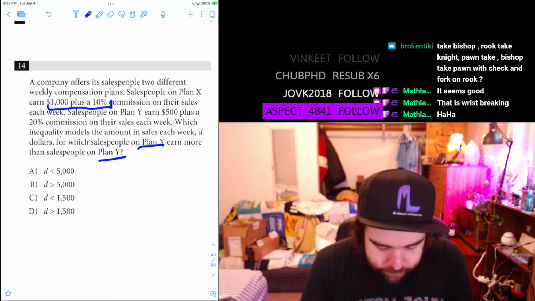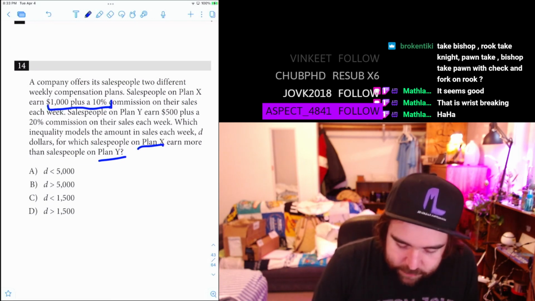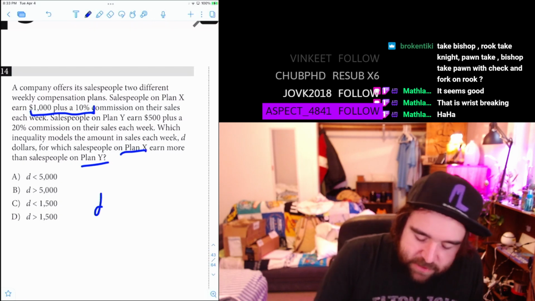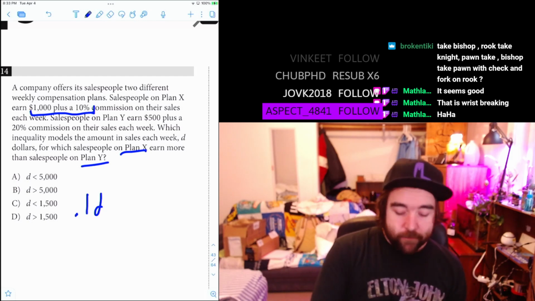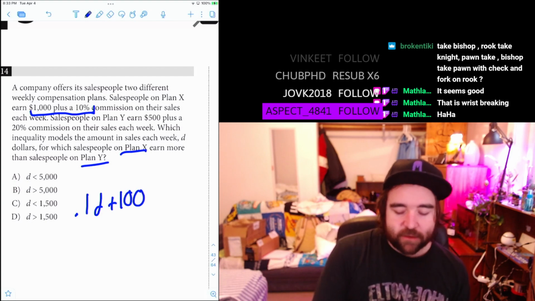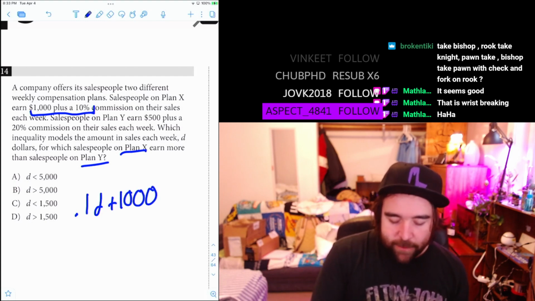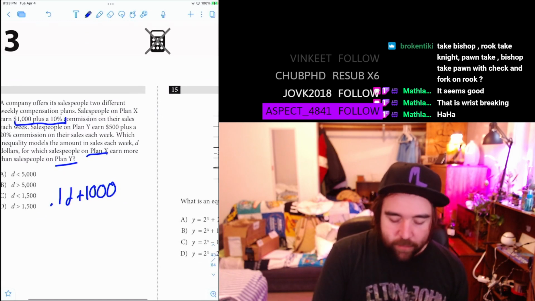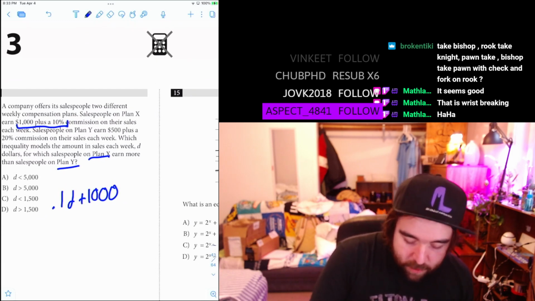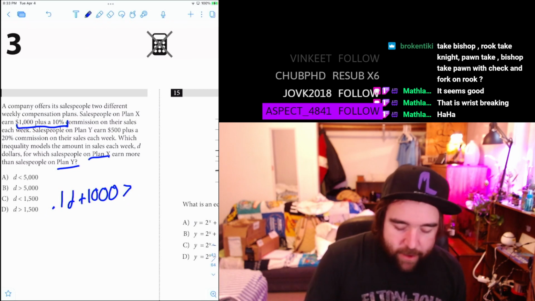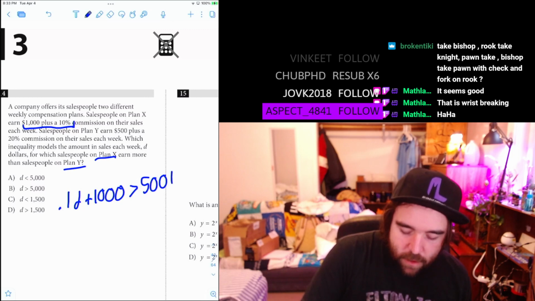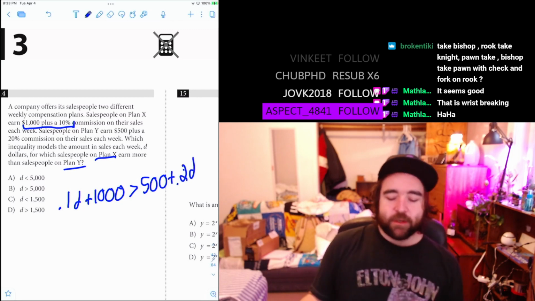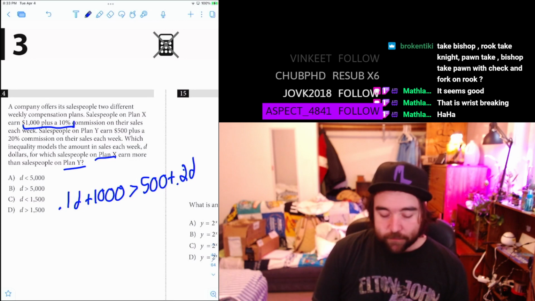Well, so D is the dollars in sales they're doing, it looks like. So if we take the dollars in sales we do, for X at least, you're going to multiply that by 0.1. You're going to take 10% of that. And you're going to add on an extra $1,000. So that's how much plan X is making. And we want to know when that is more than plan Y. And plan Y is the same idea, except they're only starting with $500, but then they get 20% of how much they sell. So 0.2 times D.